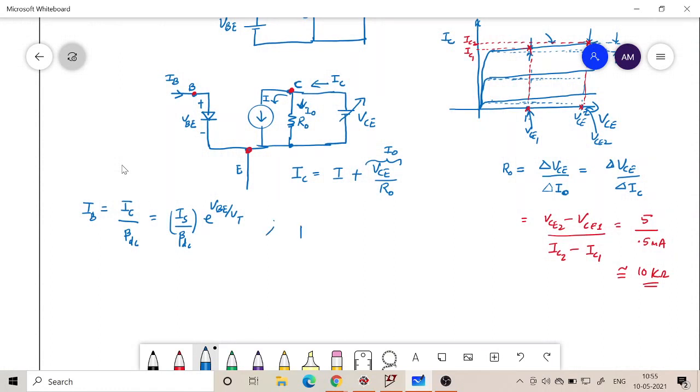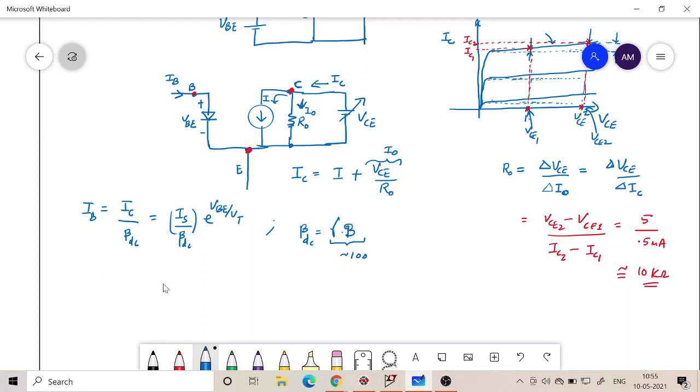And what is beta? Beta DC is basically gamma into the base transport factor. Gamma is called the emitter injection efficiency, and curly B here stands for the base transport factor. So this is a constant, it depends upon the transistor. The typical value is something like 100. It may be more, it may be a little less than that, but for a good transistor it is expected that beta DC is 100 or more.